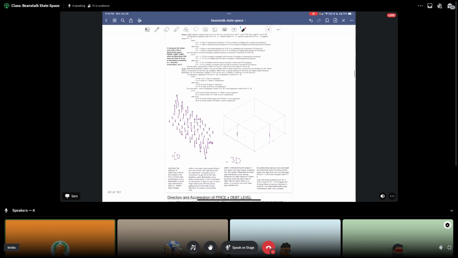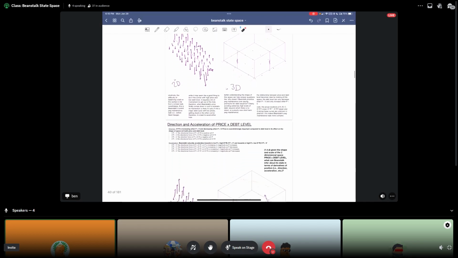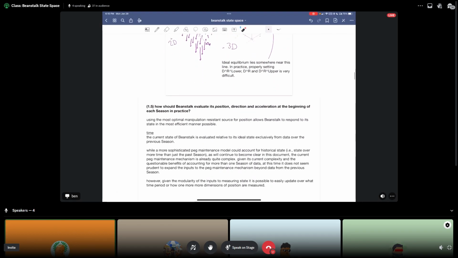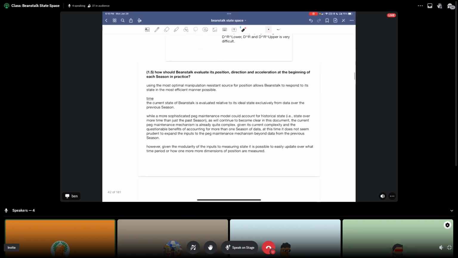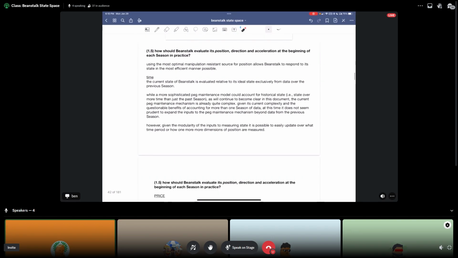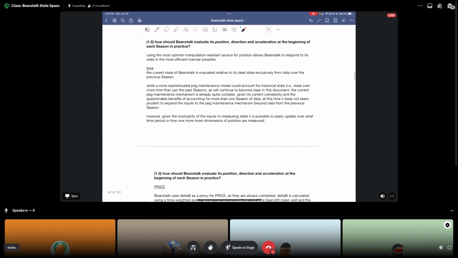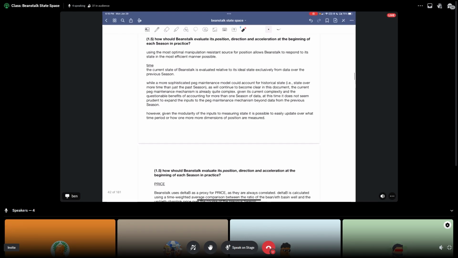Now that we feel like we've answered 1.4 sufficiently, like what's going on in 2 dimensions, how should Beanstalk actually evaluate its position, direction, and acceleration at the beginning of each season in practice? Because it's gotta act at the beginning of each season. This is how it maintains peg. So first, there's a question of time. Should it measure more than one season? Should it measure just the previous season?